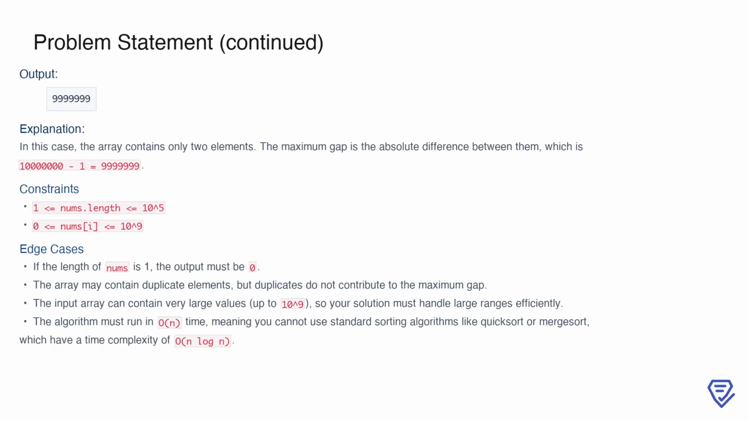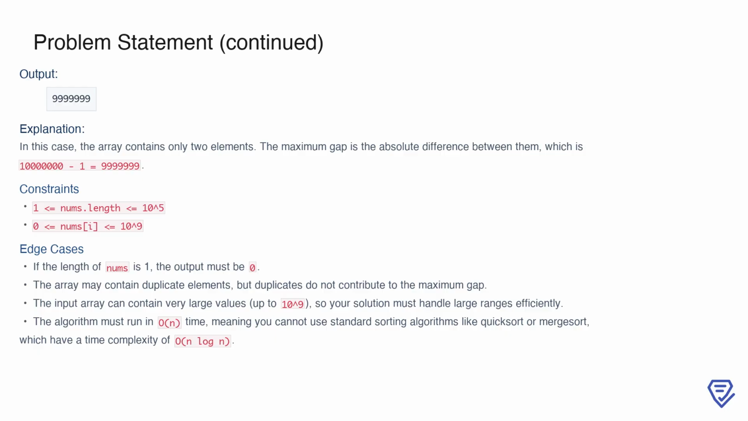Now consider the third example, where the input is 1, 10 million. With only 2 elements in the array, the maximum gap is simply the absolute difference between them, which is 1,000,000,000 - 1 equals 999999999. This example illustrates that the algorithm must handle arrays with large numbers efficiently, as the maximum value of an element can go up to 10^9.